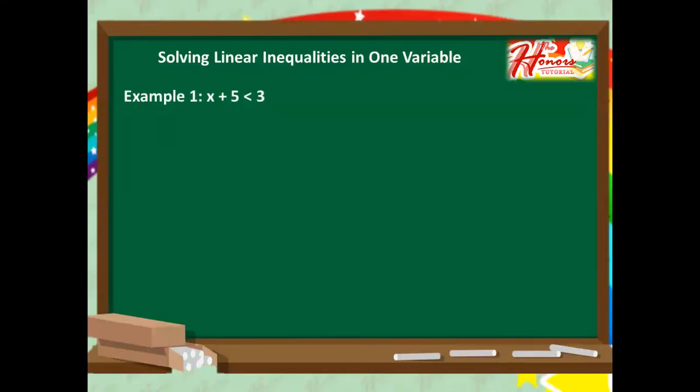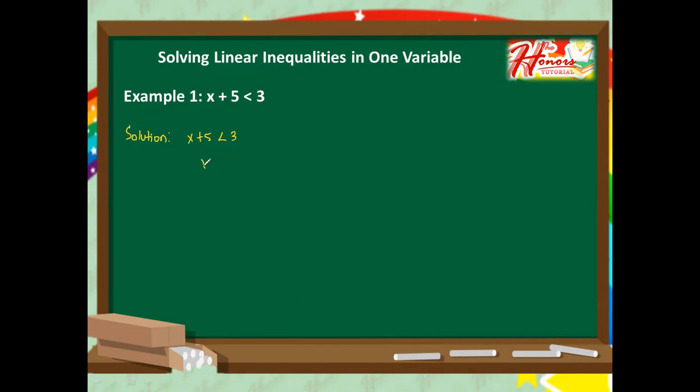Let's have example number 1. So this is x plus 5 is less than 3. How are we going to solve for it? Let's write the solution here. And then let's copy the given, and that is x plus 5 is less than 3. Our goal here is to have x only at the left side of the equation.